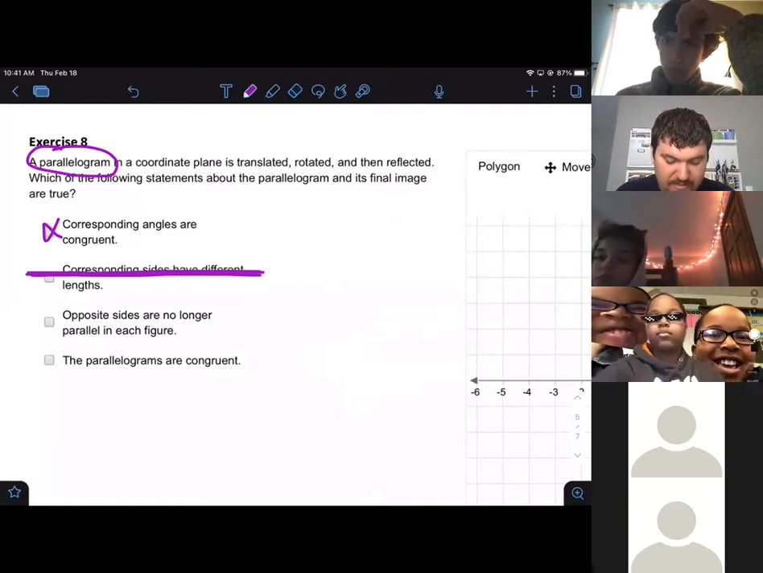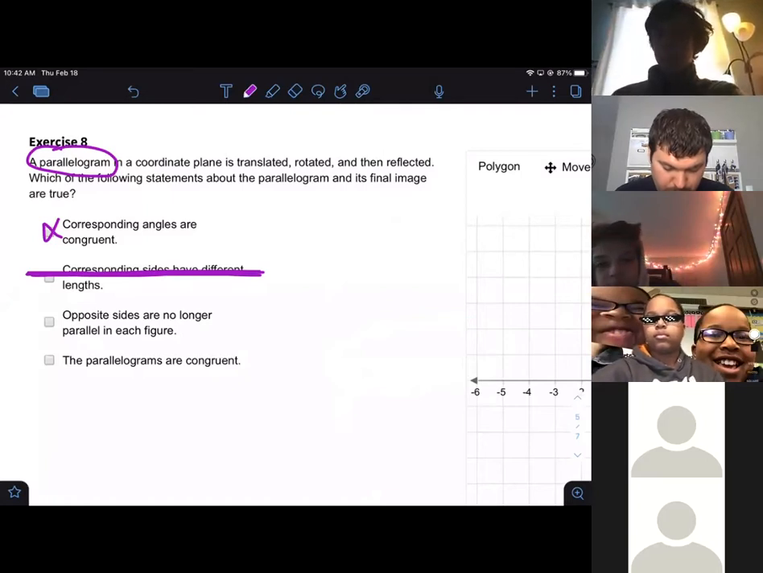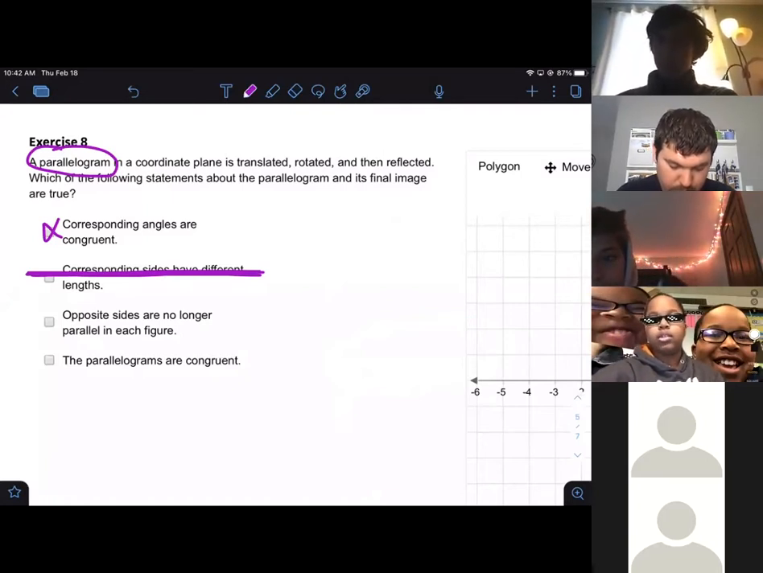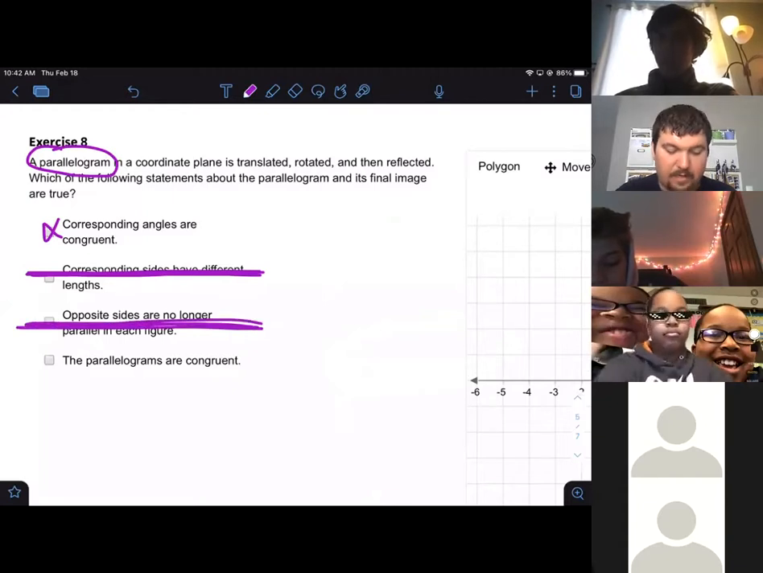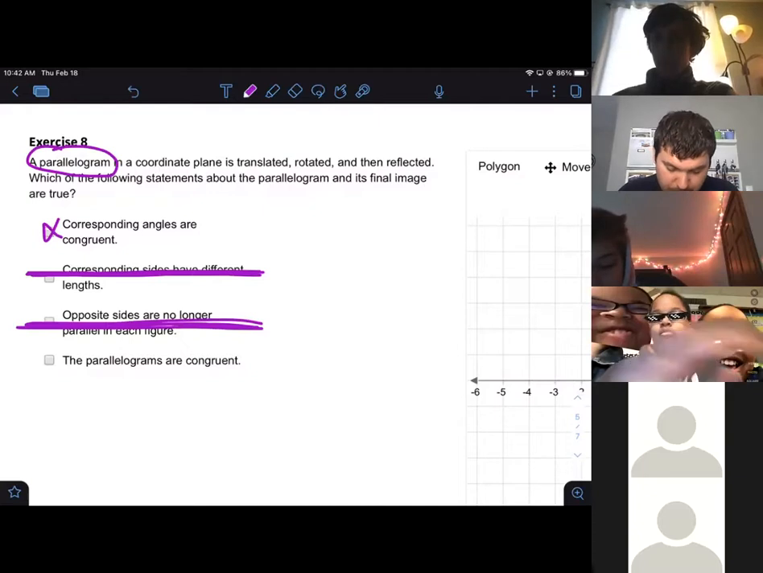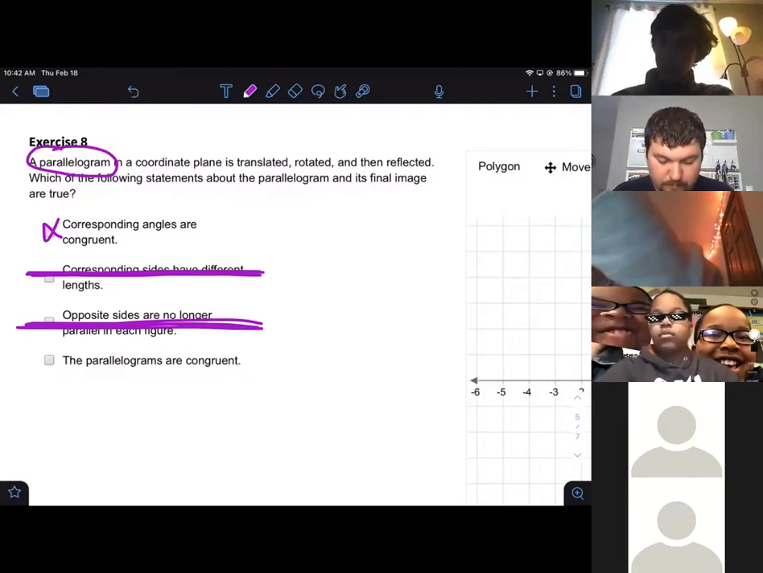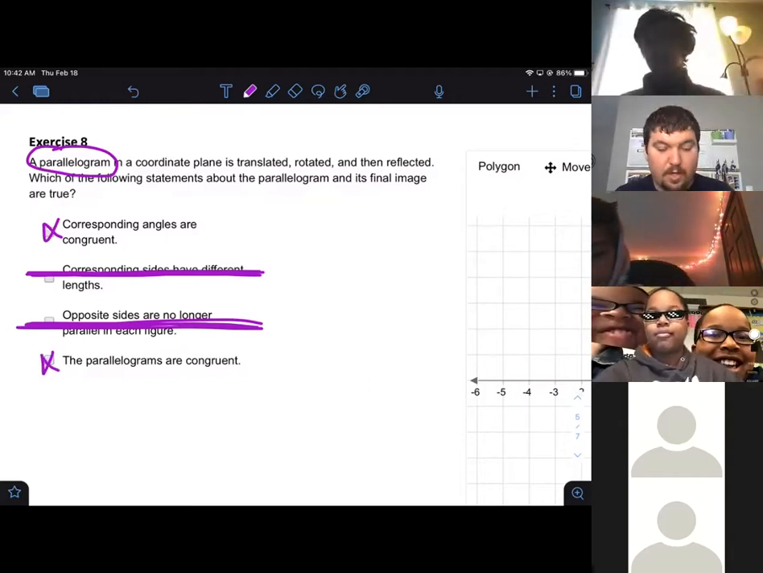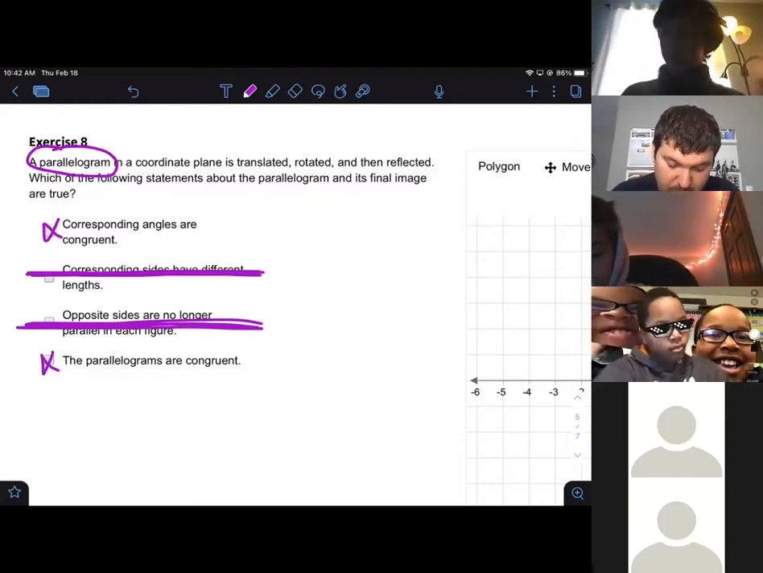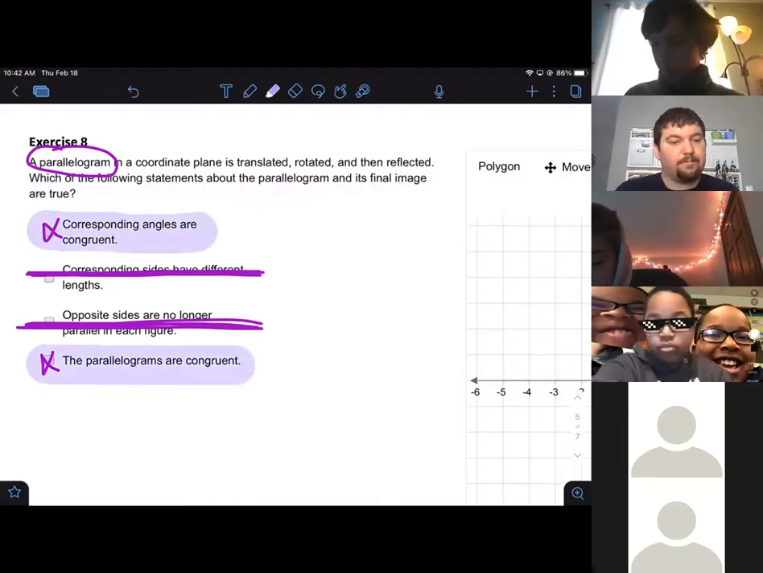Are the opposite sides no longer going to be parallel? No. That one's out, because then it wouldn't be a parallelogram, and you, again, have changed the shape. The sides are still going to be parallel. Will the parallelograms be congruent? Yes. They better be. So write down corresponding angles are congruent and the parallelograms are congruent.